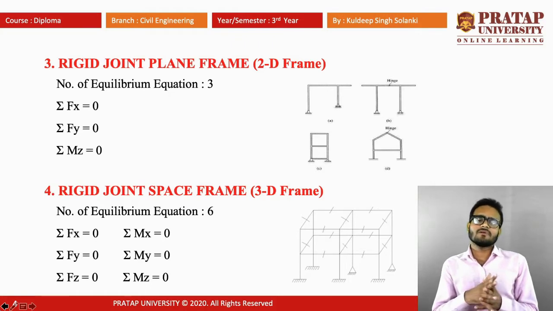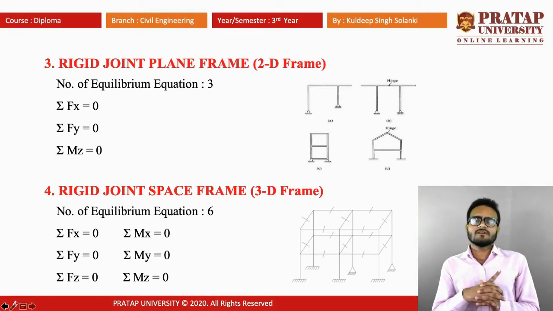Every beam-column joint in our building structure is called a rigid joint, but not a truss. This is the rigid joint, rigidly connected. Every member is connected rigidly, not a pin joint. It means every point has some moment. Okay, now rigid joint plane frame.